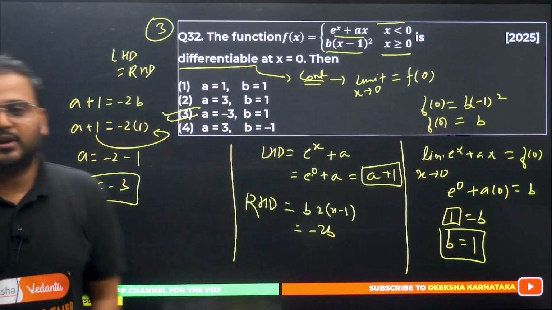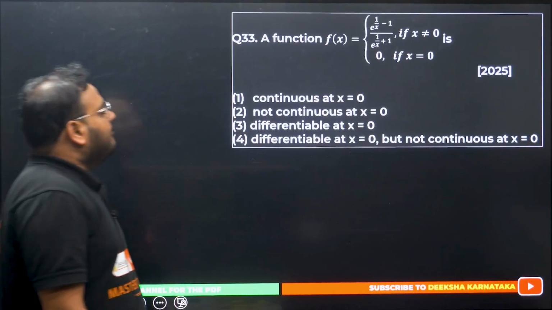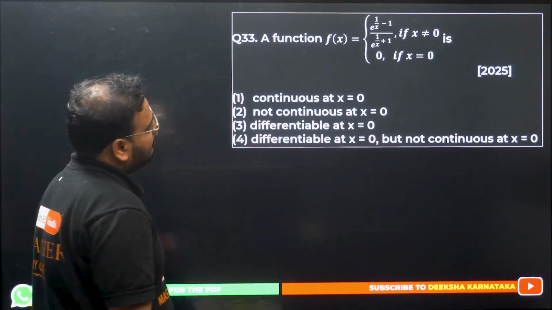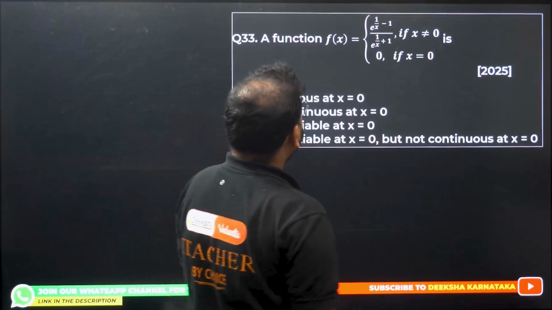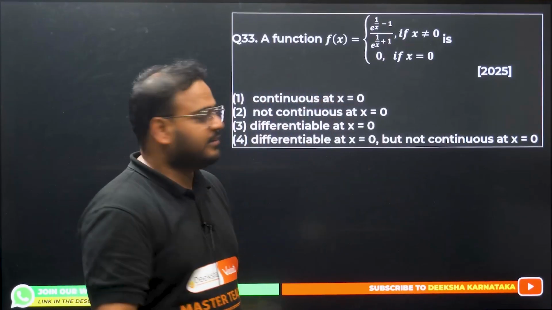Okay, let's move on now. 32 is done. 33. A function f(x) equals e power 1 by x minus 1. We're looking for continuity and differentiability. All right, please check. So we'll start with the continuity first.